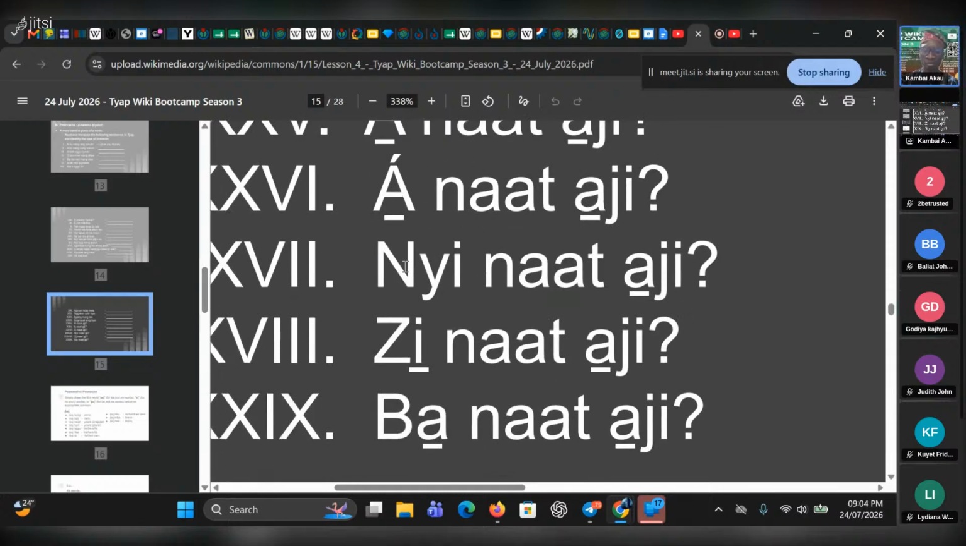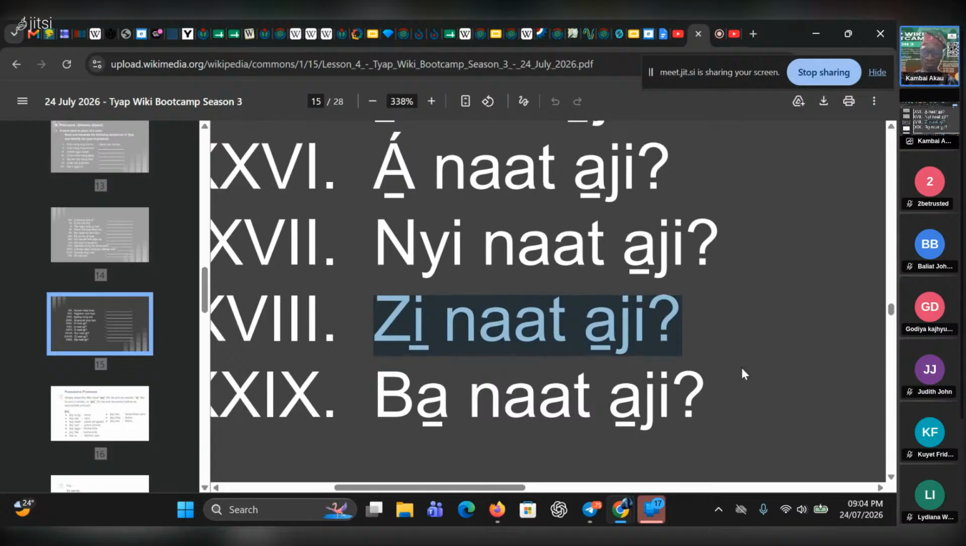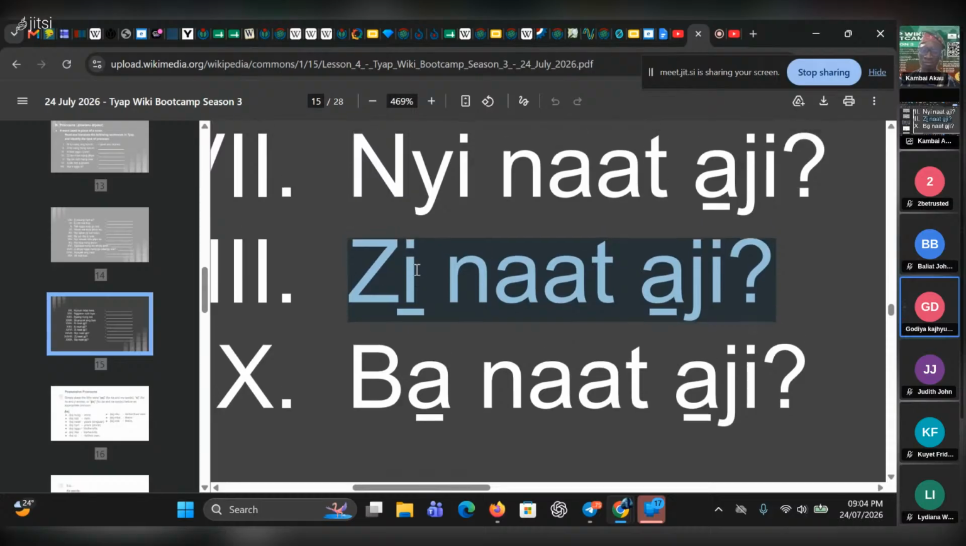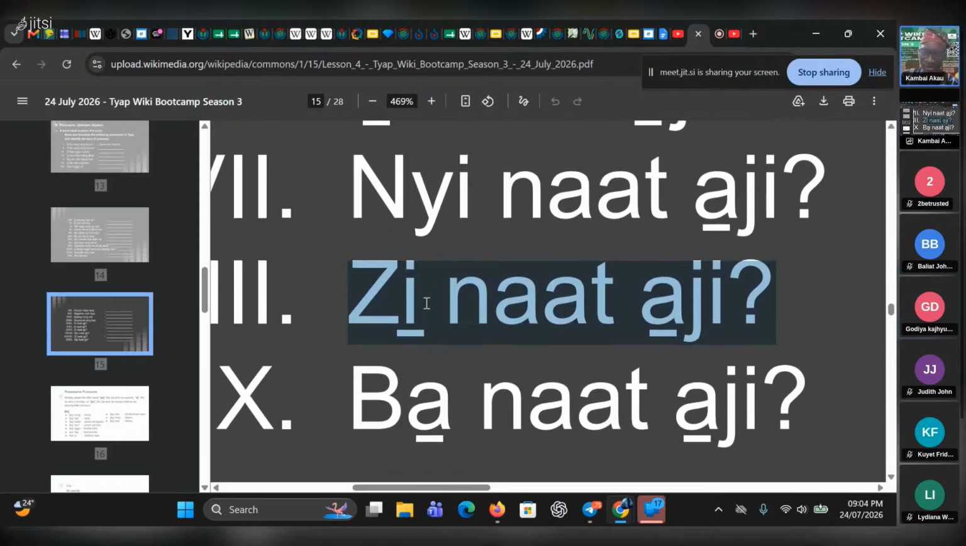And then what about this one? Nadaji. What does it mean? Where are you all going? Okay, plural. Correct. And then what about this one? Nadaji. What does this mean? Where are we going? And then what about if you say Zanadaji? Where has it gone? Not that. Remember, that's we. Where should we go? How do we say it in Tiap? Where should we go?